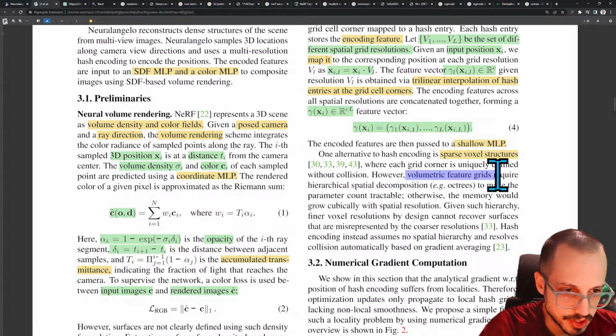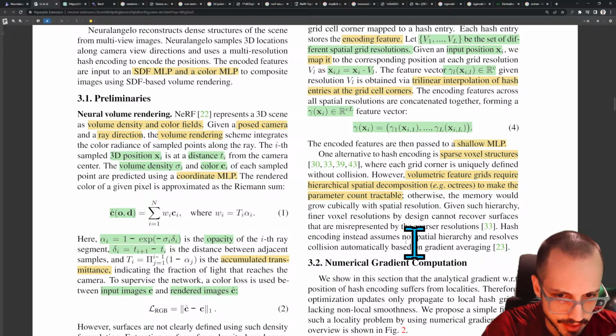I don't know. Volumetric feature grids require hierarchical spatial decomposition to make the parameter count tractable. Otherwise, the memory would grow cubically with spatial resolution. Given such hierarchy, finer voxel resolutions by design cannot recover surfaces that are misrepresented by coarser resolutions. Hash encoding instead assumes no spatial hierarchy and resolves collision automatically based on gradient averaging.